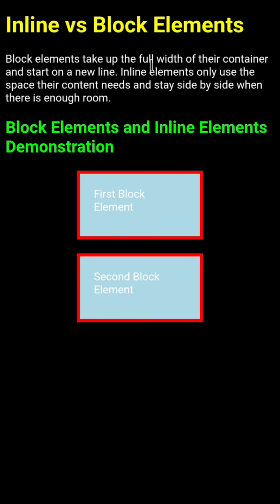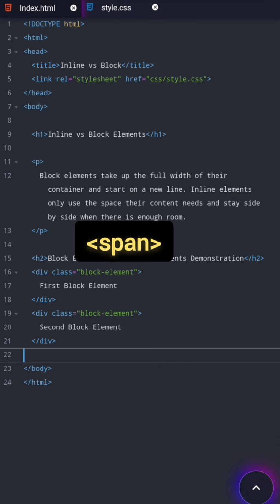Now, inline elements are different. They only take up as much space as their content. They don't start on a new line. They sit side by side when there's space. Examples are span and strong.